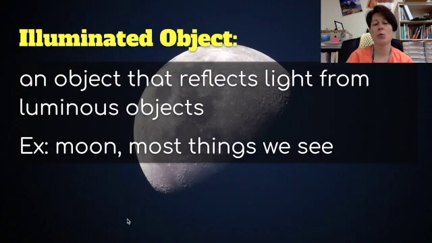Most objects we know are illuminated objects. This is an object that reflects light from luminous objects. For example, the moon. And actually, most things we see in our classroom, I'm looking around right now, everything except for the lights above my head are illuminated objects. The reason I can see them is because they are reflecting light from the lights above me or from the sun outside.